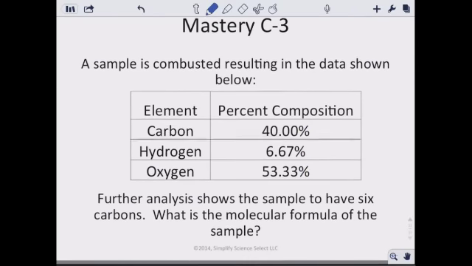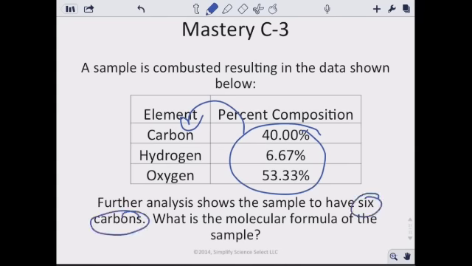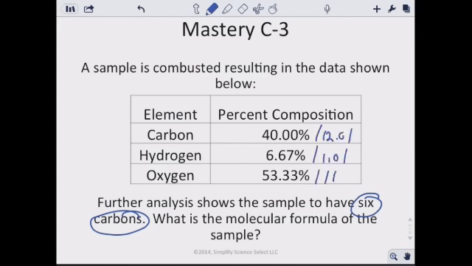Looking at our next one, it says a sample is combusted, resulting in the data below. We've got our percent composition of carbon, hydrogen, and oxygen. Further analysis showed that the sample has 6 carbons. What is the molecular formula of the sample? We're going to do the same steps that we have been doing. Carbon, we divide by 12.01. Hydrogen 1.01, oxygen 16.00, and that will give us our moles.